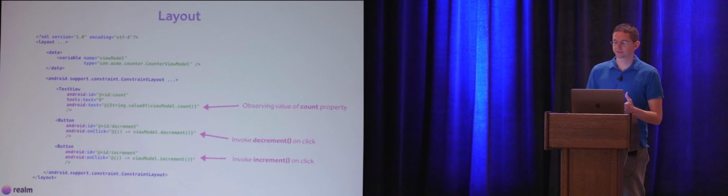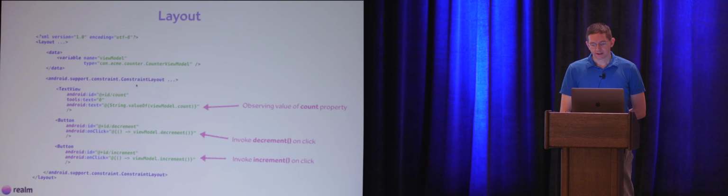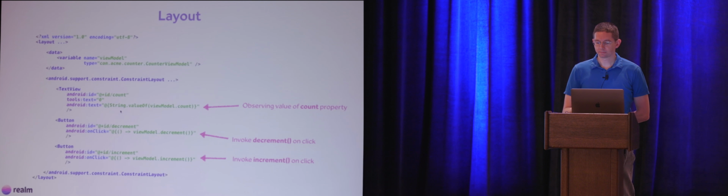So let's talk through this simple example. If you look at the layout for this counter, the first thing it does is define this variable that it's going to use to populate its view. Inside here, I have a constraint layout, and inside that constraint layout, I have 3 views that are bound to some sort of data or actions.